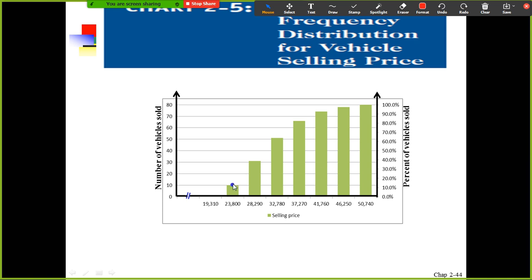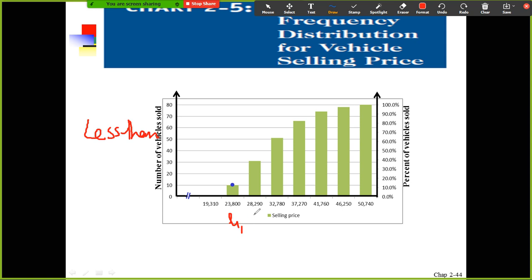So this is the less than point. In order to find less than, you need to take the higher limit. When you draw less than cumulative frequency, we tend to get the higher limit.